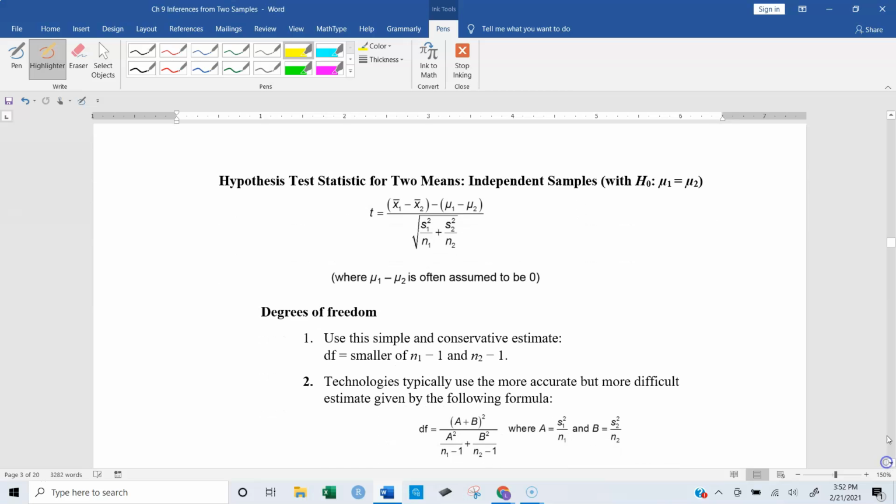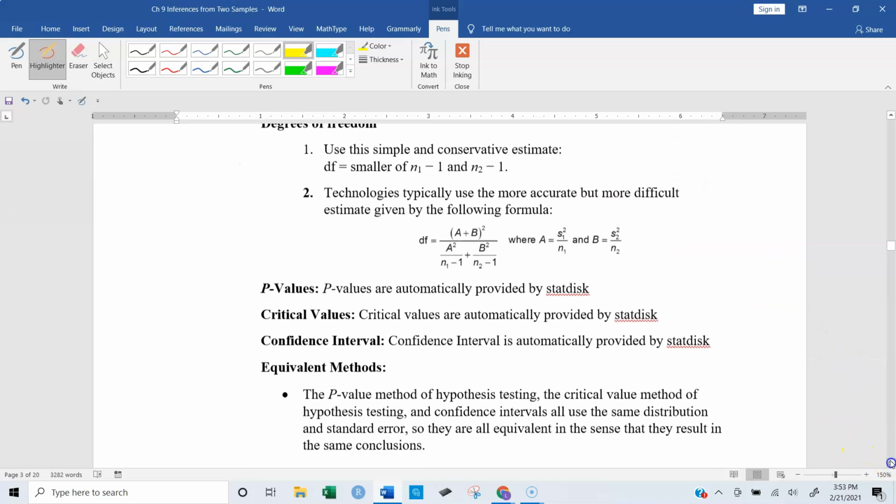We do have another calculation for the test statistic, but we'll be using StatDisk instead. Again, it's just your sample means from 1 and 2 minus your population means, all over the square root of the standard deviation squared over how many you have. Nothing too difficult, so you could do this at home if you did not have StatDisk with you. I'm hoping that is not the case.